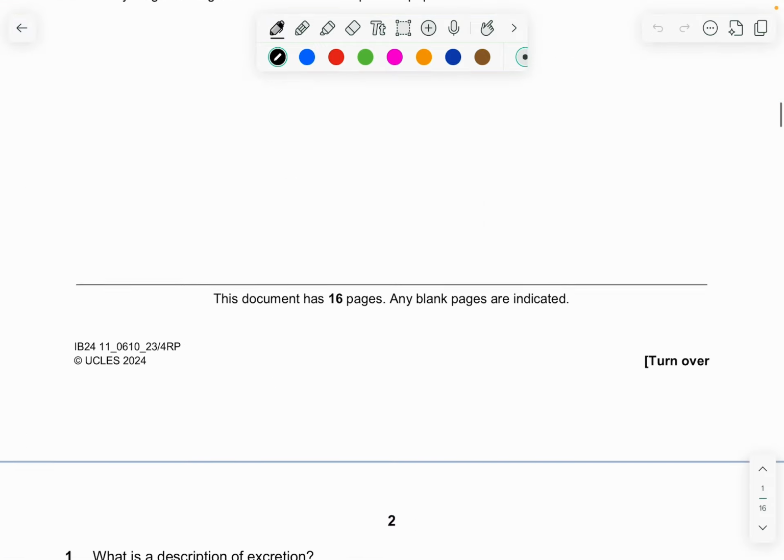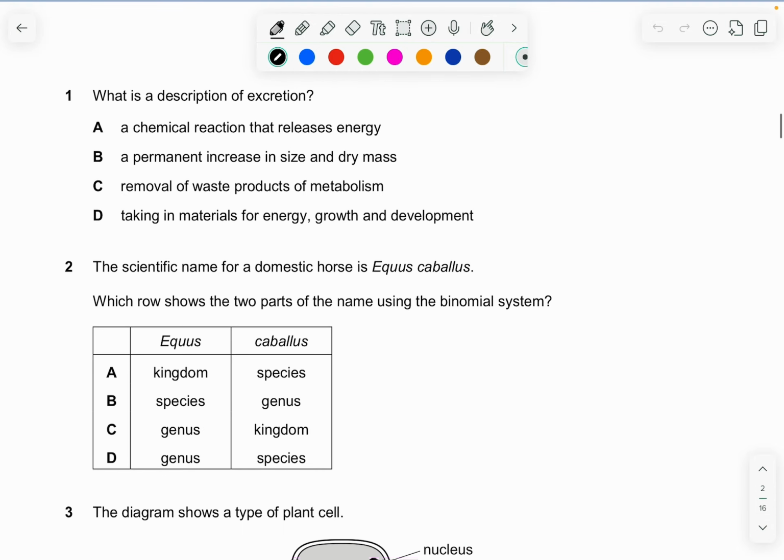Alright, so let's start with the first question. Question number 1, what is a description of excretion? A, a chemical reaction that releases energy. This is wrong. B, a permanent increase in size and dry mass. C, removal of waste products of metabolism. Yes. And D, taking in material for energy, growth and development. This is wrong. So the answer is C.